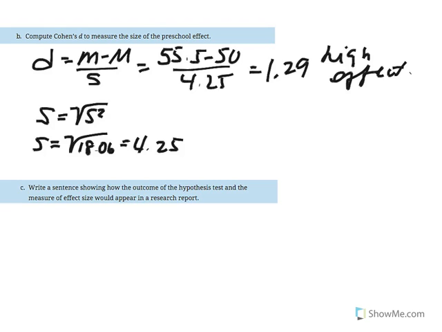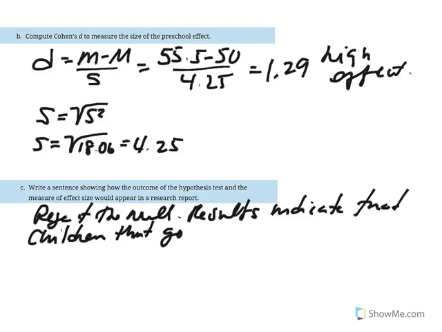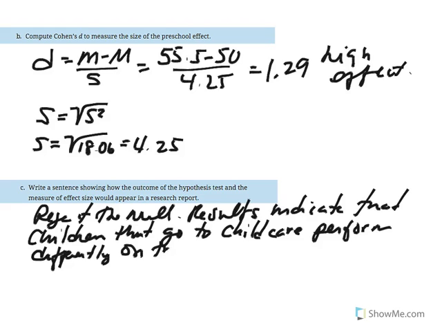And now we can write our concluding statement. So we get to reject the null. Results indicate that children that go to childcare perform differently on the standardized math assessment, or math test. So again, results indicate that children that go to childcare perform differently on the standardized math test.